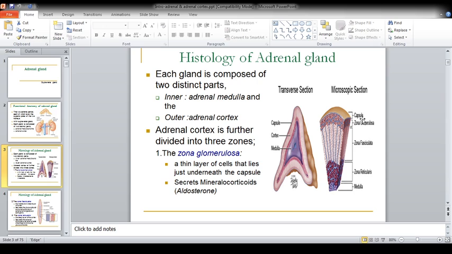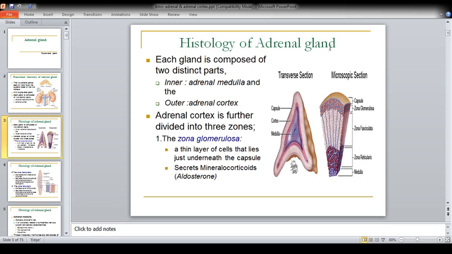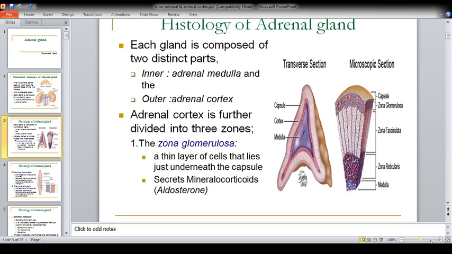So this is a picture. This is the outer capsule that covers the adrenal gland. After the capsule comes the adrenal cortex, out of which the first zone, the first layer of cells, composes zona glomerulosa. Then comes the zona fasciculata, and in the end the zona reticulosa, and then there is the adrenal medulla, that is the innermost part.